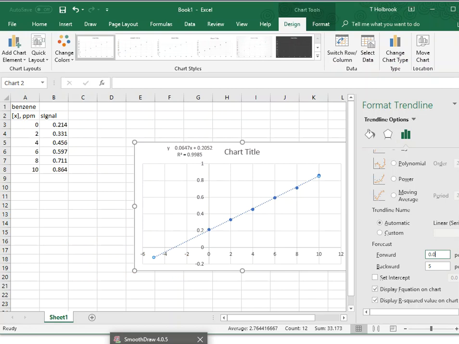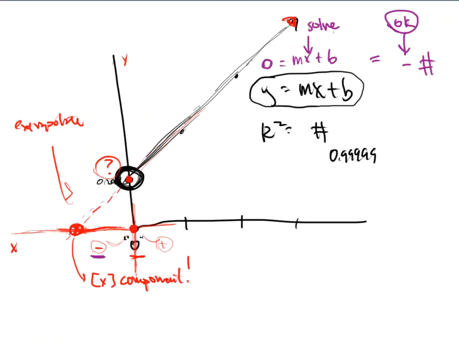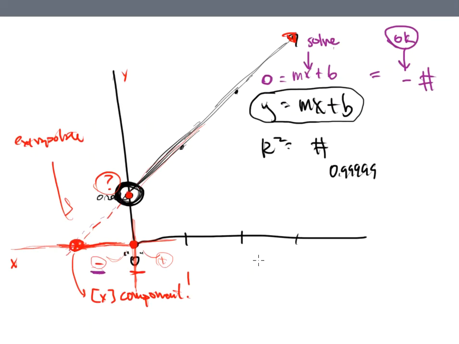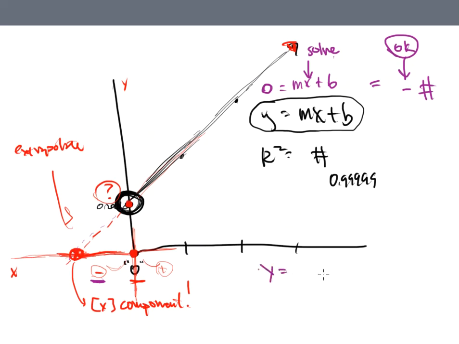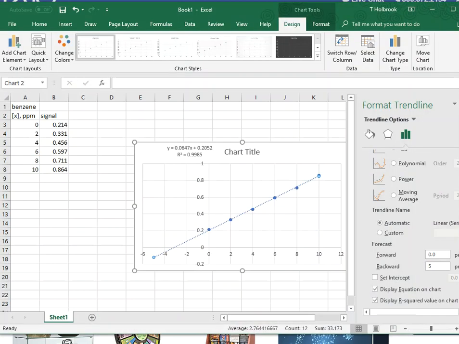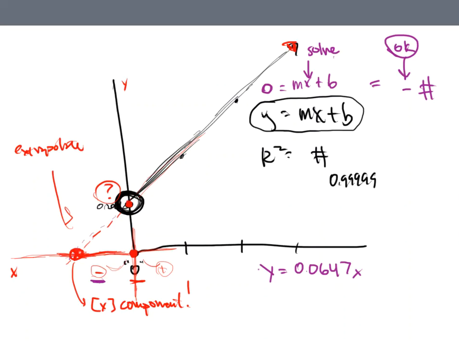So y equals 0.0647x. And then I'm going to flip back, and it looks like it's plus 0.2052. There's my equation. It's what I need.